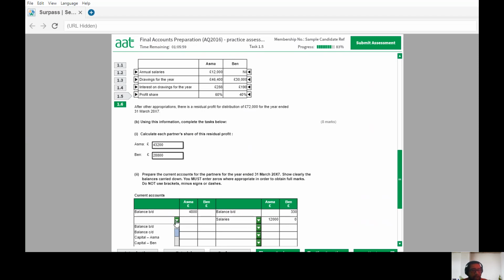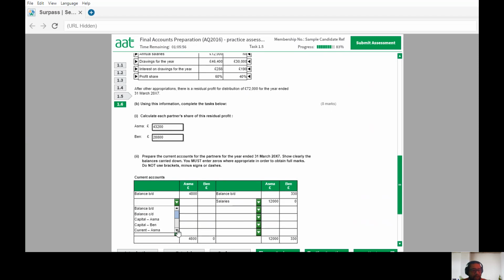So the drawings go out from this side. Here, debit drawings account, this is the current account, credit the bank or whichever it is there. It's fine. 46,400. And then here is going to be 30,000. Okay, so this is on the current account, we're going to show what the drawings were.